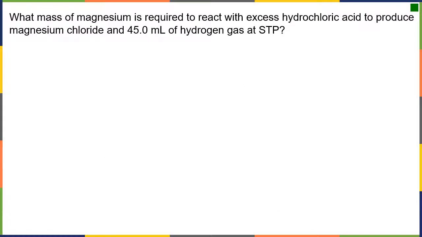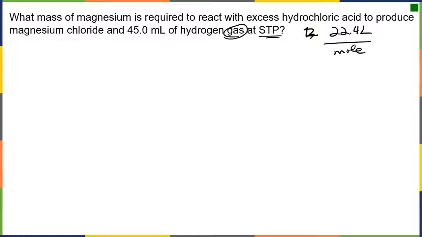So we can play with this, and we can play with this at STP. STP sort of saves us a step on using the ideal gas law. We remember at STP that the volume of any ideal gas is 22.4 liters for every mole of any ideal gas. So with any other equation with stoichiometry, we're going to start the same way.